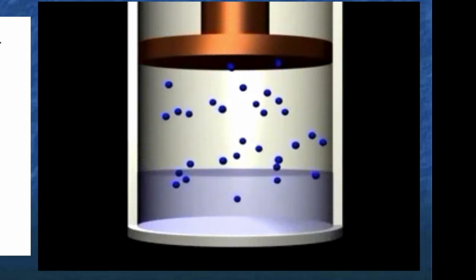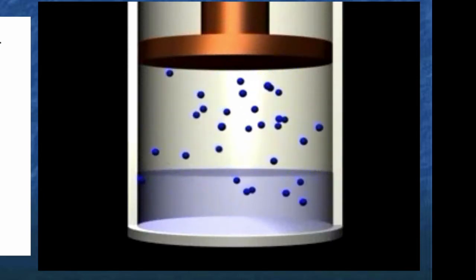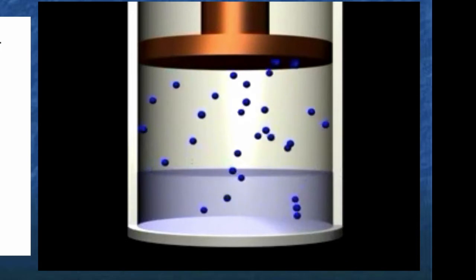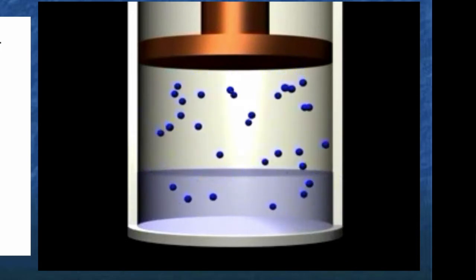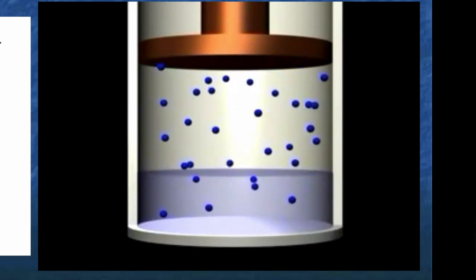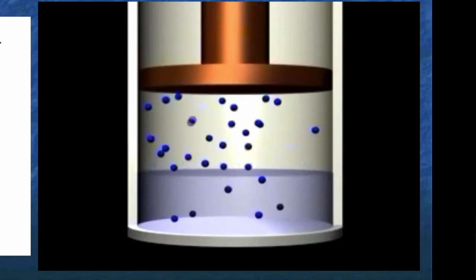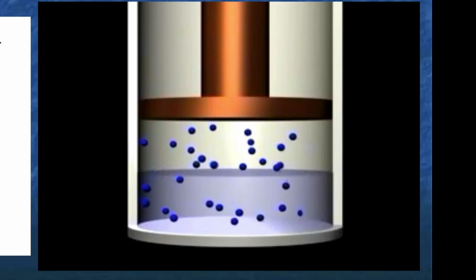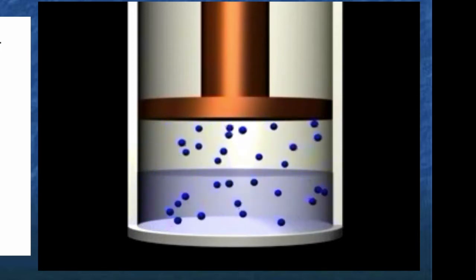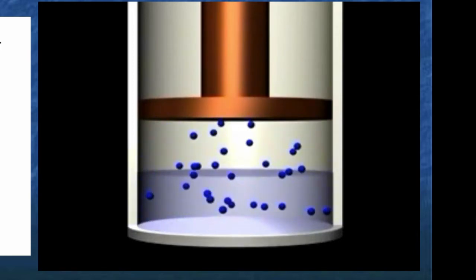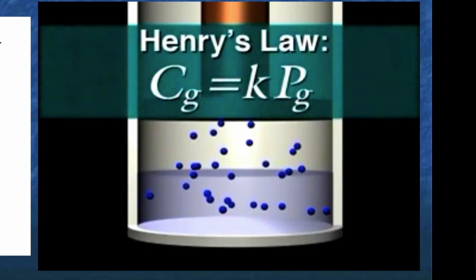The solubility of a gas in any solvent is proportional to the pressure of the gas over the liquid. Here we see a gas in equilibrium between the liquid and gas phases. When the gas is compressed, the solubility of the gas in the liquid phase increases in proportion to the increased pressure. The relationship between gas pressure and solubility is known as Henry's law.